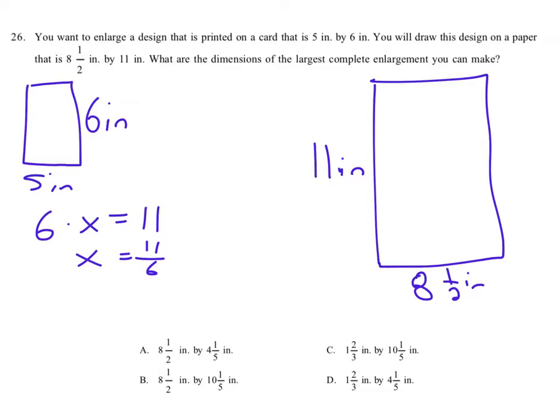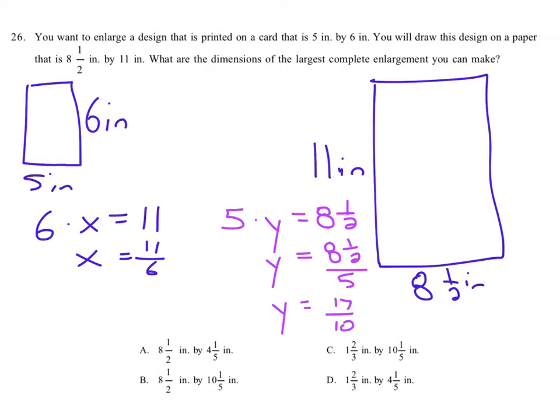And likewise, let me change the color just to make it visually a little bit easier. You would say 5 times, let's say, y needs to equal 8.5. Divide both sides by 5, and we get 8.5 over 5. Or if I was to scale that up by multiplying top and bottom by 2 so you had whole numbers, y equals 17 over 10. Okay? So the question is, which is the smaller number?